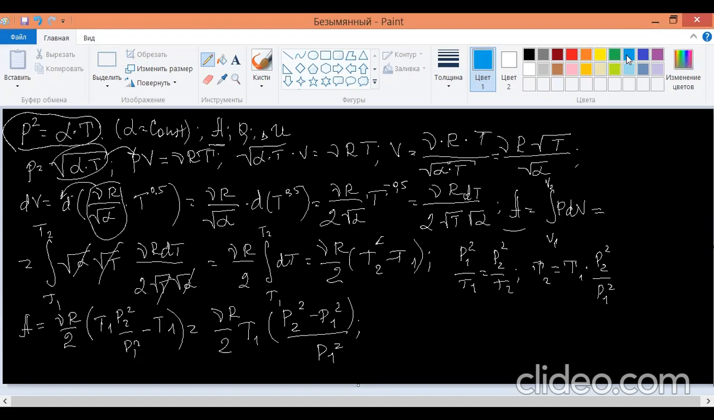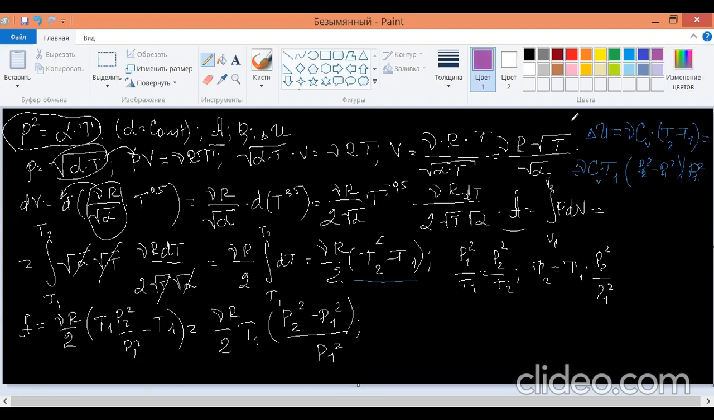As for the change in internal energy, it's very easy. Delta U is equal to nu times C sub V times T sub 2 minus T sub 1. And we do the same procedure as we have done with the work formula. And finally, we get that it's equal to nu times C sub V times T sub 1 times P sub 2 squared minus P sub 1 squared over P sub 1 squared, right?